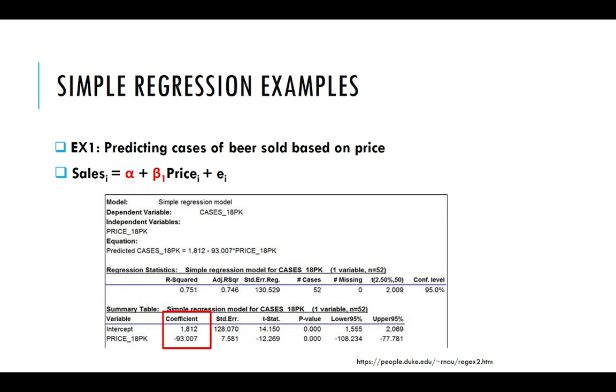So what I'm going to do is plug these numbers into our equation, but it's going to be predicted sales at this point because this is an estimate. So, like so, predicted sales of beer equals 1,812 minus 93 multiplied by price. And this is beer 18 packs that somebody did a quick little study on. All right, so now we have our sample equation, right? Because our sample equation is after we get our estimates, those things with the hats. And now we have them, we've plugged them into our equation.